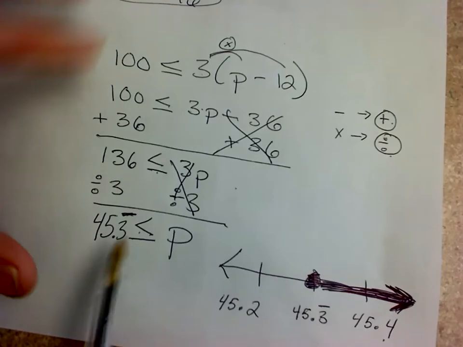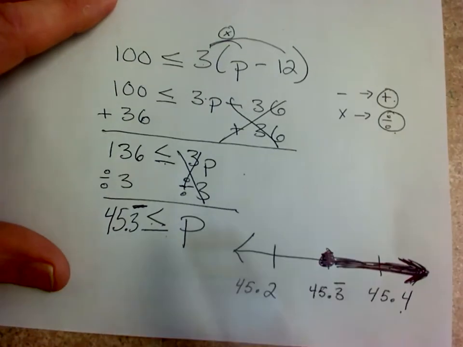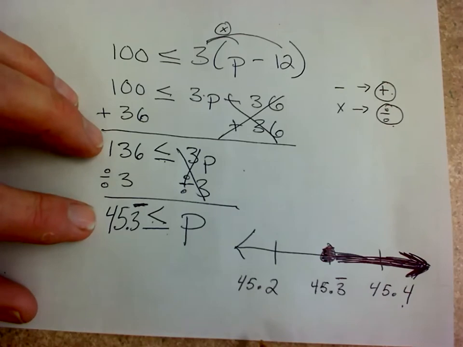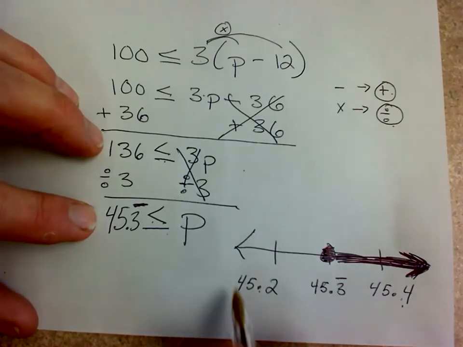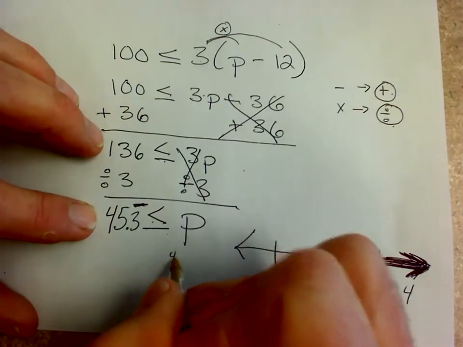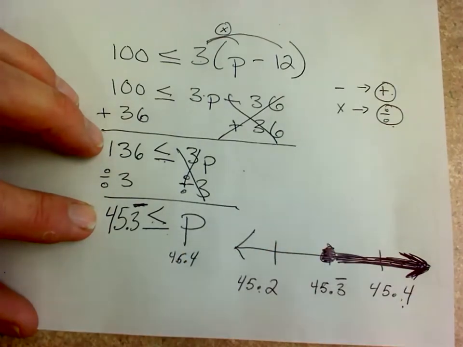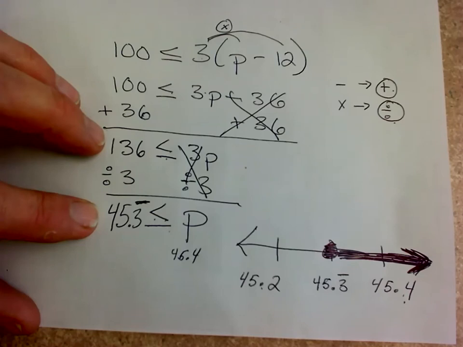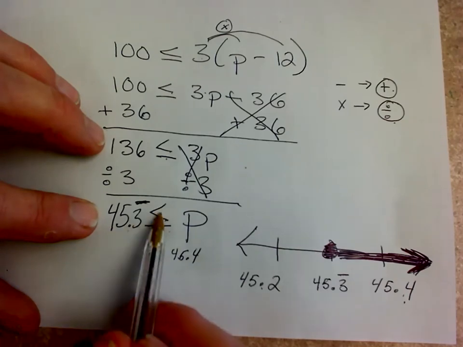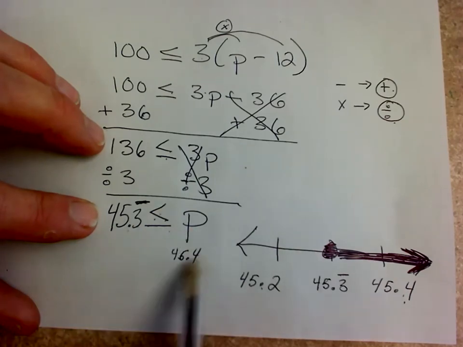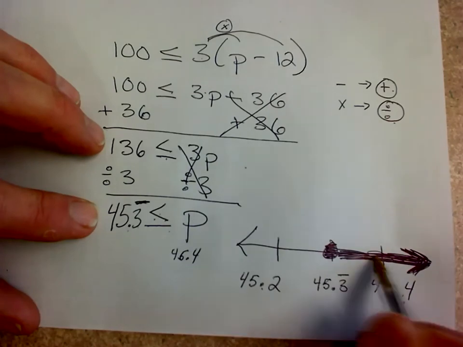Again, sometimes reading this out loud to ourselves helps us figure out which direction we can shade. You have two choices, so let's choose one. If I put 45.4 into my little inequality, 45.3 is less than 45.4. That is a true statement, so that's the way we want to shade.